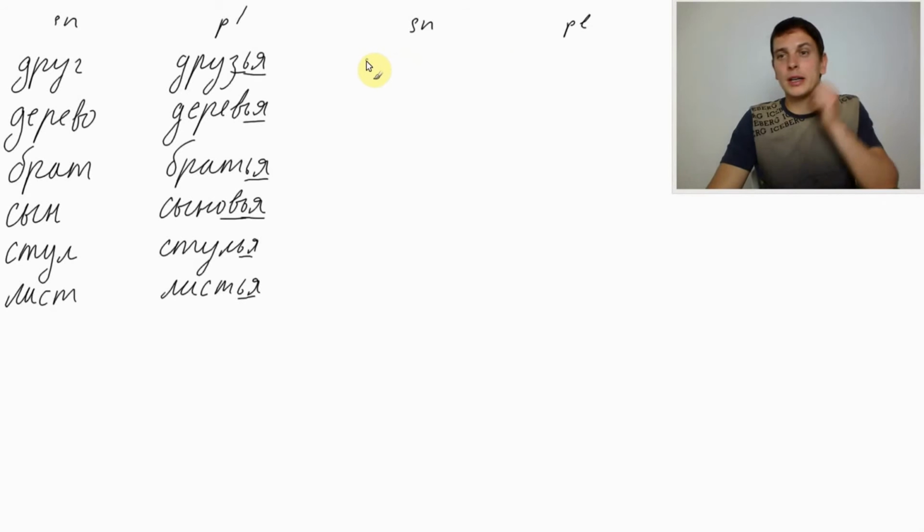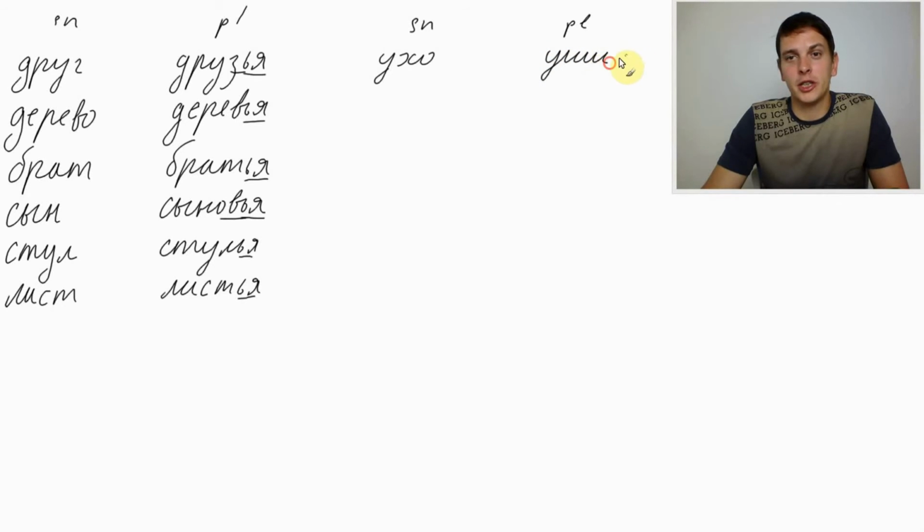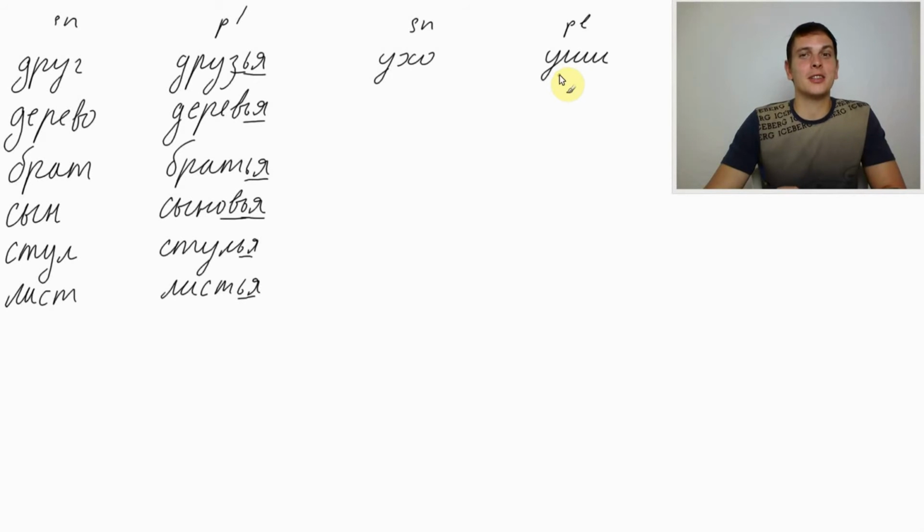First one, ухо. Ухо is ear. And plural of ear would be уши. So here it looks like the word totally changed. It's not. There's also a small rule which would describe where the ш is coming from. I just want to give you the examples of words which might look like they're changing totally. Then let's take ones which do not have any rule to describe where the plural is coming from. So singular and plural.